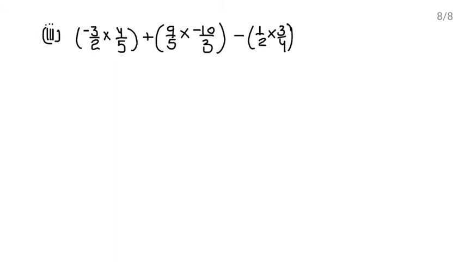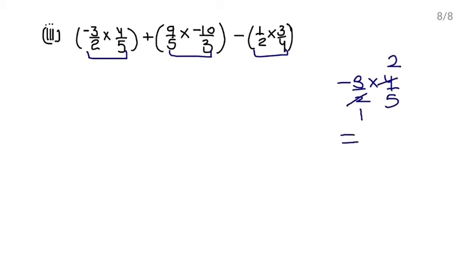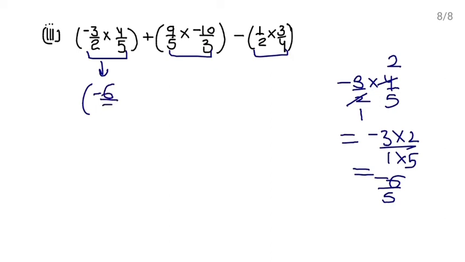Next part, part 3. Firstly, according to BODMAS, we solve the brackets this, right? So when you will solve minus 3 upon 2 multiply 4 upon 5, 2 1s are 2, 2 2s are 4, you will get minus 3 multiply 2 upon 1 multiply 5. It means 3 2s are 6 of minus sign upon 5. So its value is minus 6 upon 5.